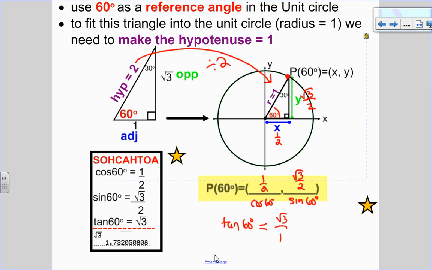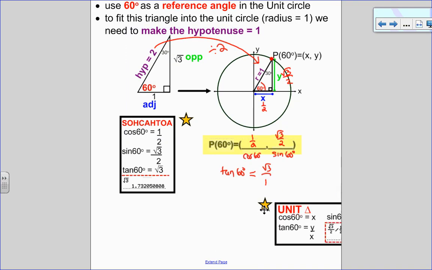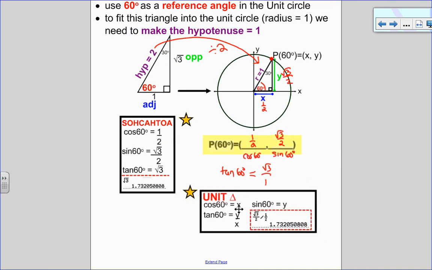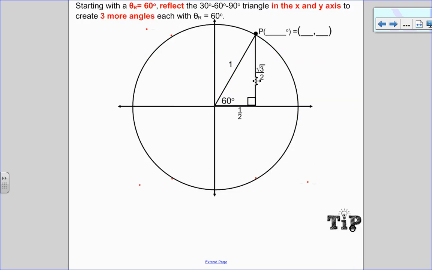So it looks like it works. So again, for this unit triangle, cosine of 60 is my x coordinate, sine of 60 is my y coordinate, and tan of 60 is the ratio of y over x. So what we're going to do is the exact same thing. We're going to take our initial point here, and we're going to reflect this throughout the unit circle. So the first point, 60 degrees, is x, a half, and then y, root 3 over 2.